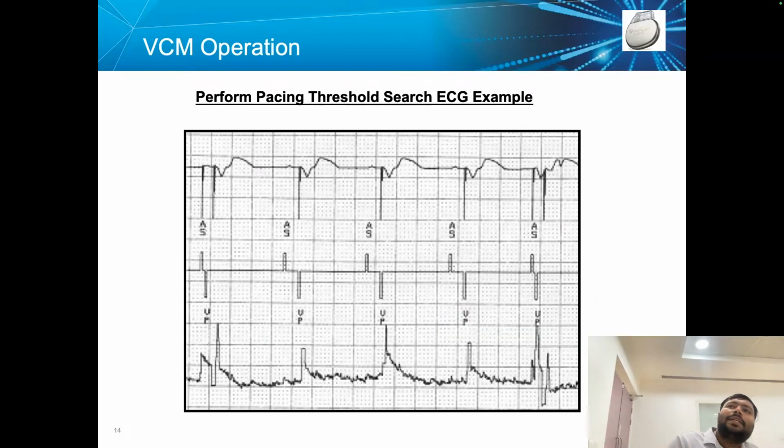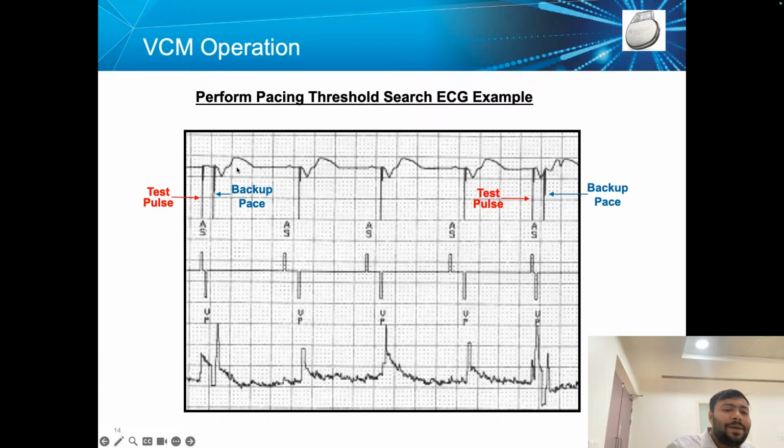So this is one of the classic ECG examples. I'll show you, sir. You can see here 2 pacing spikes. Here you can see this first one, the test beat, is not captured. So the device gives a backup pace and it is captured. Here you can see, sir, the test pace itself is captured, so this backup pace is falling in the refractory period.